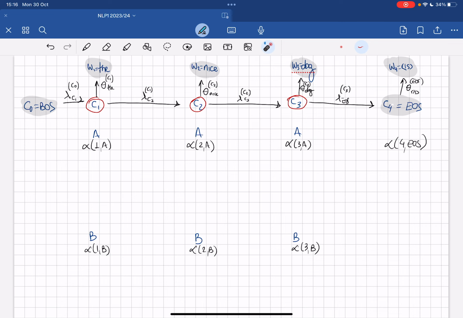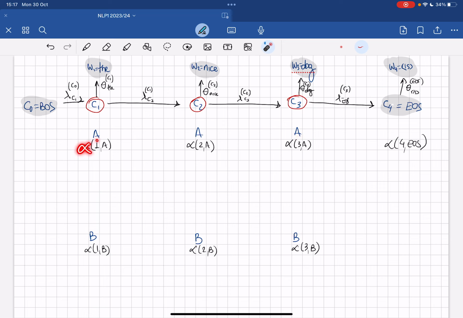Now, like I said, I will pretend my tag set has two tags, A and B. In reality, it would certainly be bigger. In reality, it would also include the EOS, but it would make my slide way too big. So just pretend I have two tags. So here are the possibilities for the first tag, A or B. Here are the possibilities for the second tag, A or B, for the second position. And here are the possibilities for the third position, A or B.